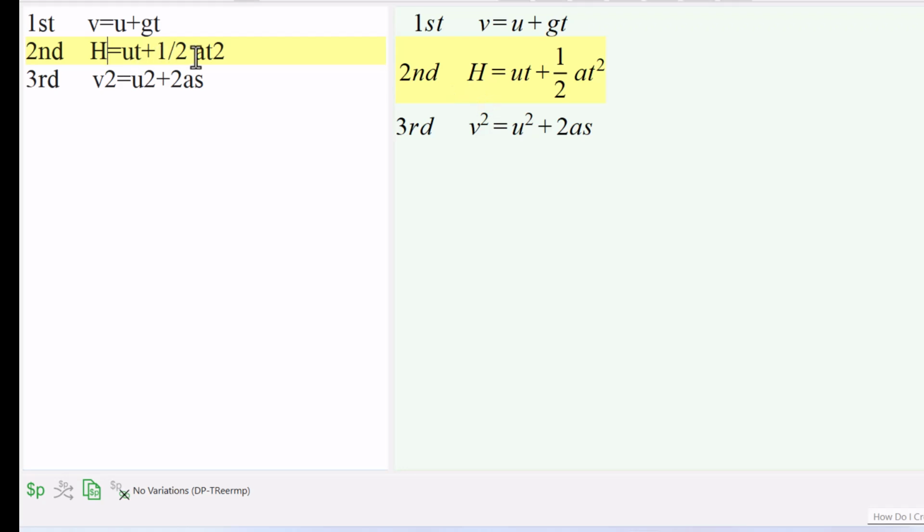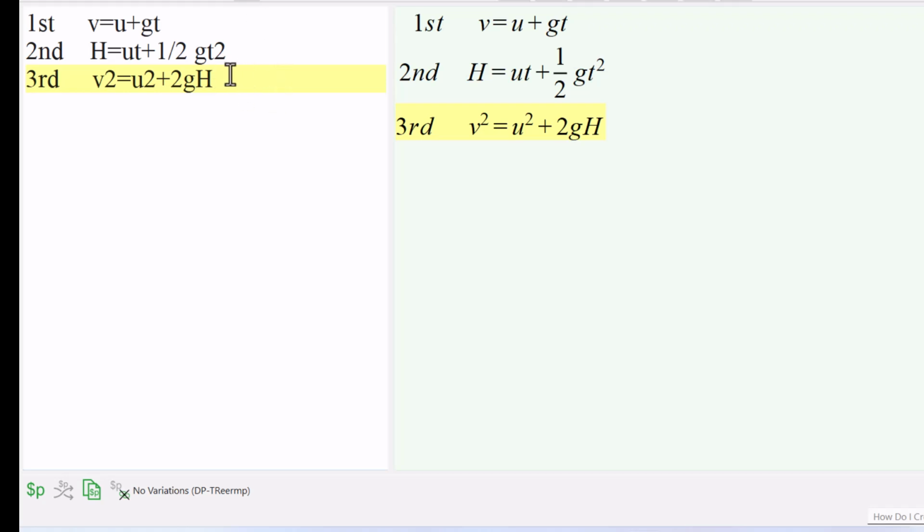Take note of that. Then the same thing here, A will become G. So all these are some things you must take note of. T still remains time. V and U remain final velocity and initial velocity. Then the same thing here, A will turn to G, then S will turn to H. So take note of this. So these are the changes we need in this formula.